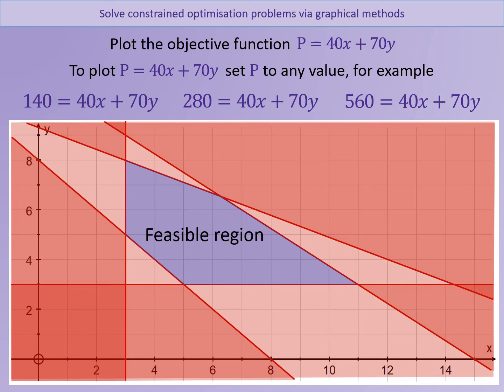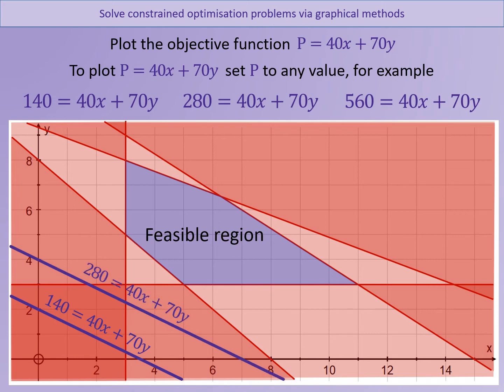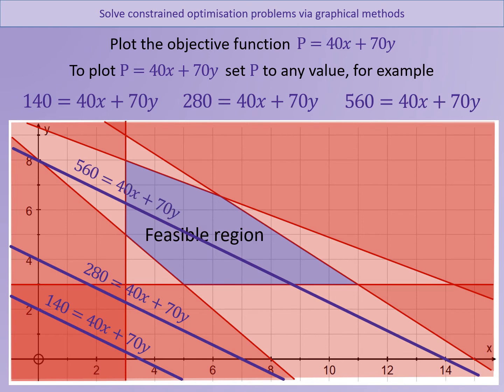So to plot 140 equals 40x plus 70y, we could start by substituting in x equals 0 to find out where it crosses the y-axis, substituting in y equals 0 to find out where it crosses the x-axis, and here we'll be given the line 140 equals 40x plus 70y. We could have done the same thing, but with p equaling 280. This would have given us a slightly higher line, but with the same gradients. Or again, we could have chosen 560. So the idea here is that any of those lines with that gradient will be an objective function.